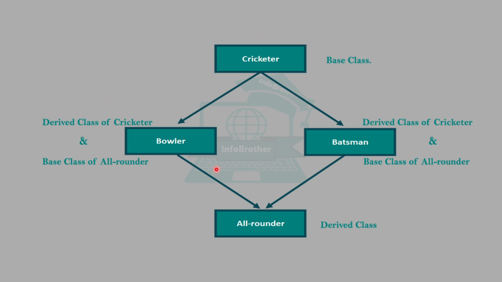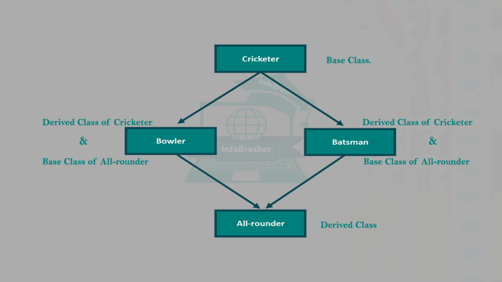Now, if I consider these bowlers and batsmen as base classes, there are two base classes, and all-rounder is a derived class. All-rounder represents he's a bowler and a batsman, right? So bowler is a base class for all-rounder and batsman is a base class for all-rounder. So these became base classes for this derived class all-rounder. Even though these are called derived classes for cricketer, for all-rounder they are known as base classes. This is a combination of hierarchical inheritance and multiple inheritance.